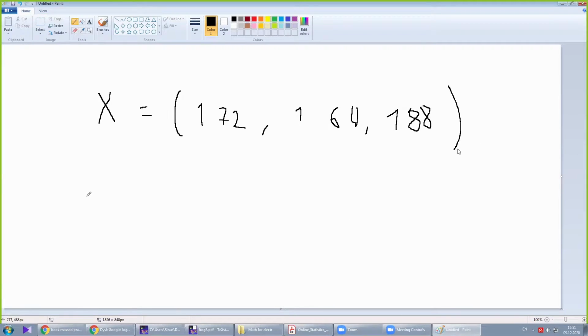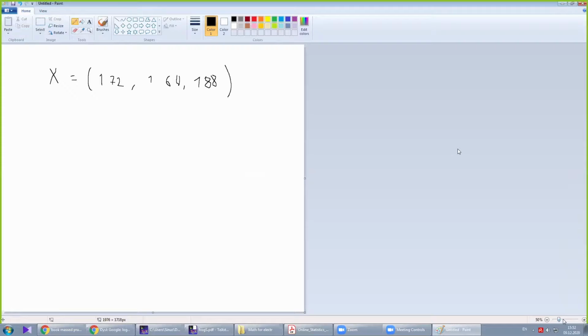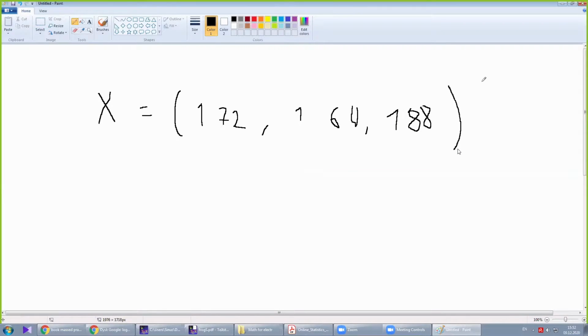Now, the sample mean and the estimate for the mean, of course, would be just the average, right? And this is, I think, intuitively clear that the estimate for the mean is going to be just the sum of xi, let's say x1, x2, x3, and this is divided by 3, right? So by the number of elements.